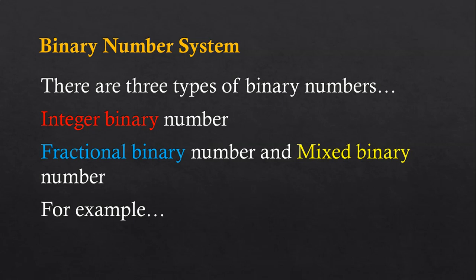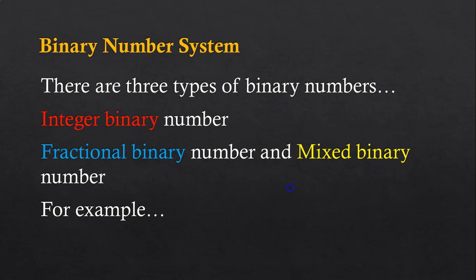There are three types of binary numbers now. Integer binary number means the value of that binary number in decimal will be an integer. So if you convert the value of an integer binary number into decimal, then you will get an integer decimal value. The second one is known as fractional binary number, and the last one is mixed binary number.